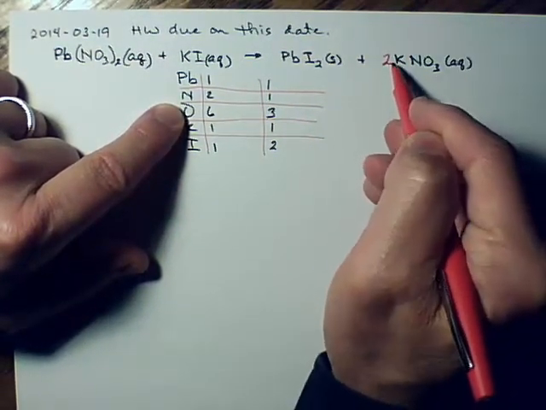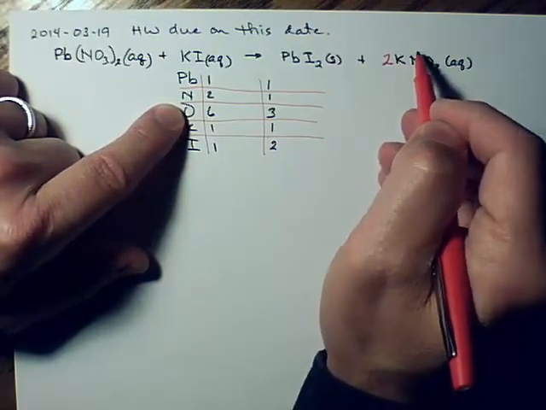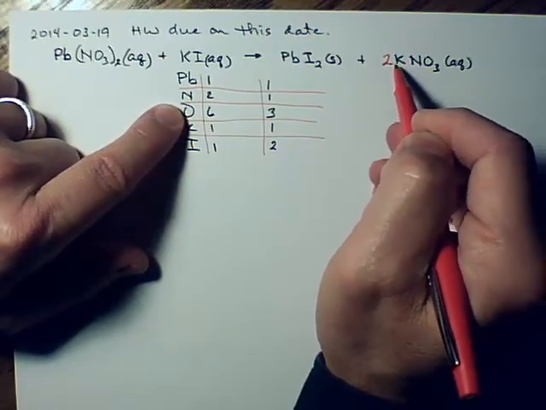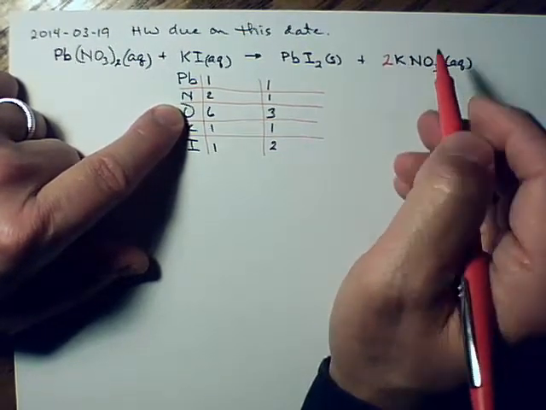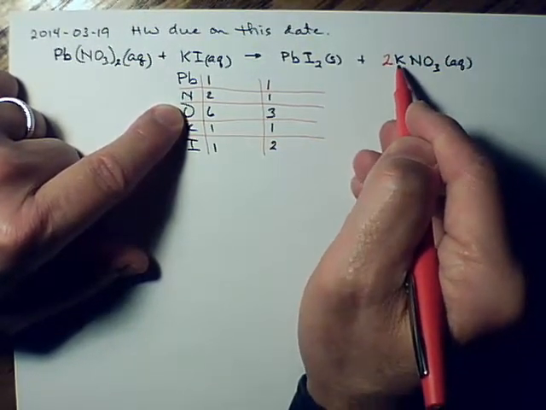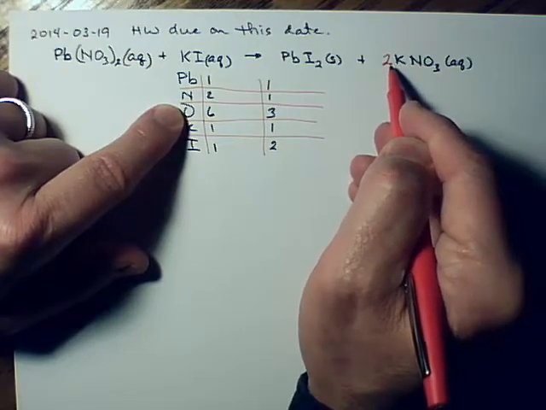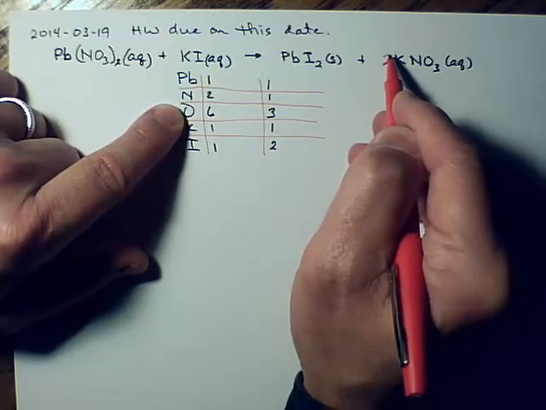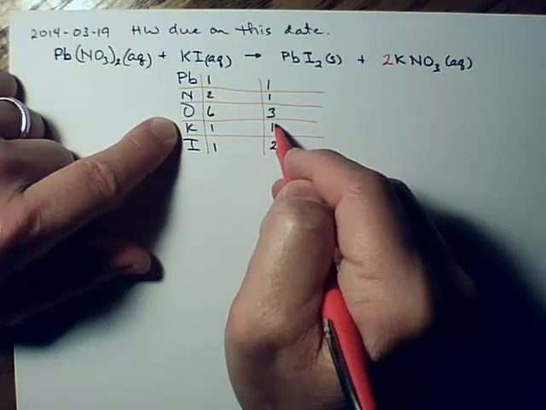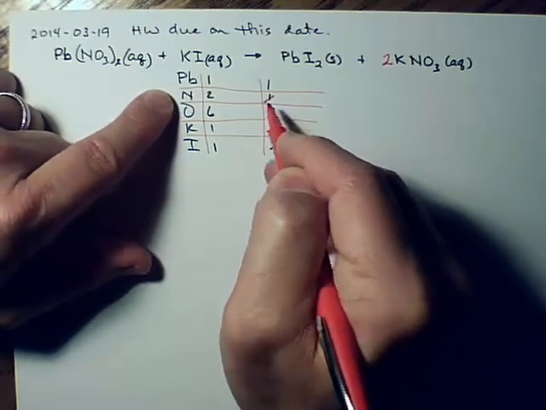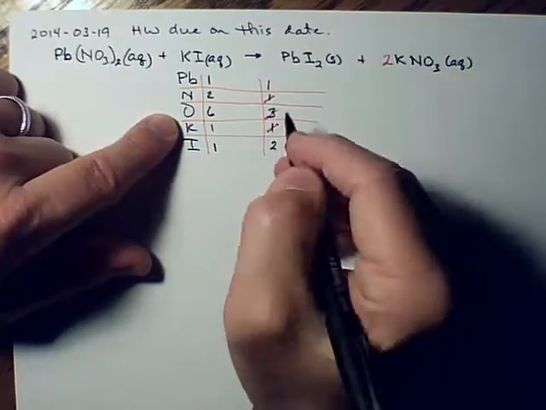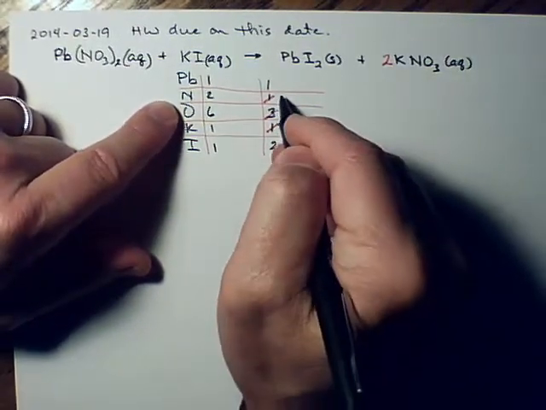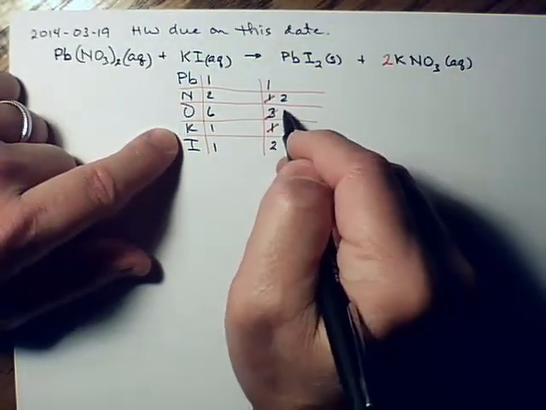We can't change the formula. You can't stick more subscripts or even coefficients inside this formula. Once it's balanced, you leave it alone. So 2 outside here means it's 2 of everything in that formula. So I'm going to change the number of potassiums and nitrogens and oxygens. I have 2 potassiums now, I have 2 nitrogens now, and I have 6 oxygens.